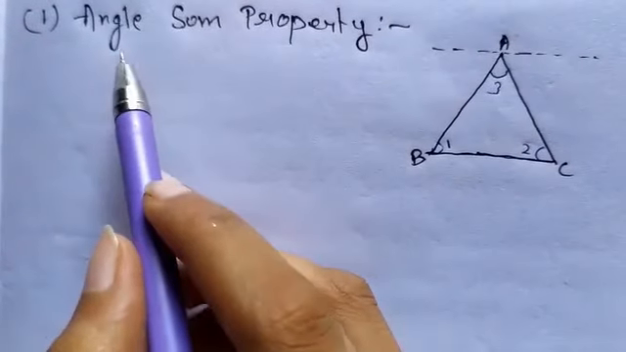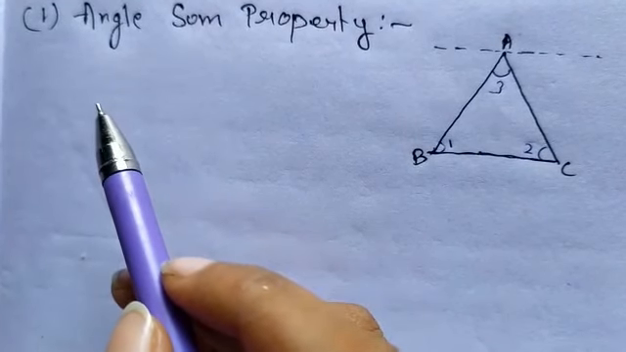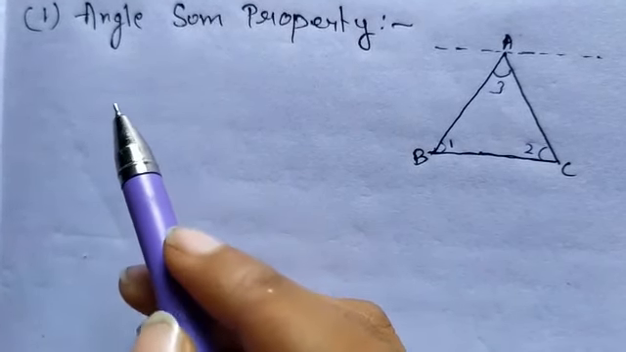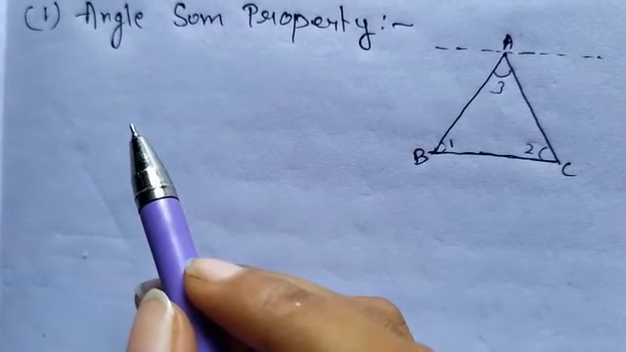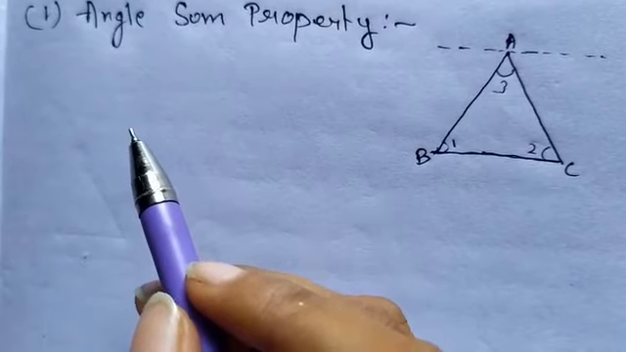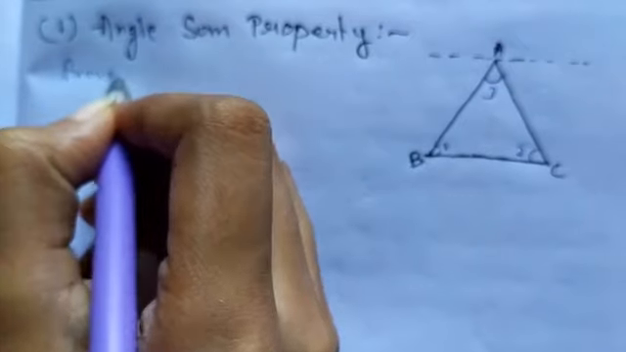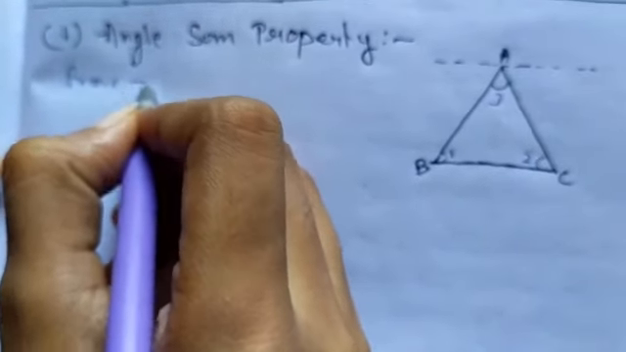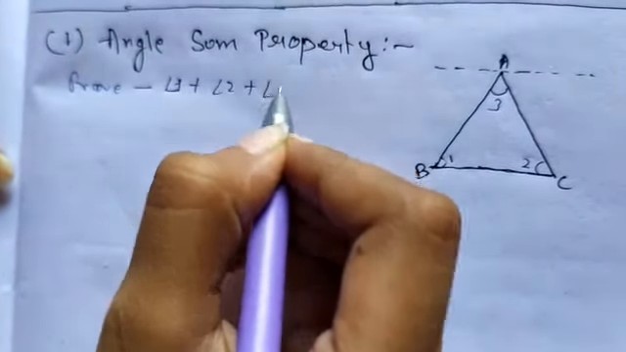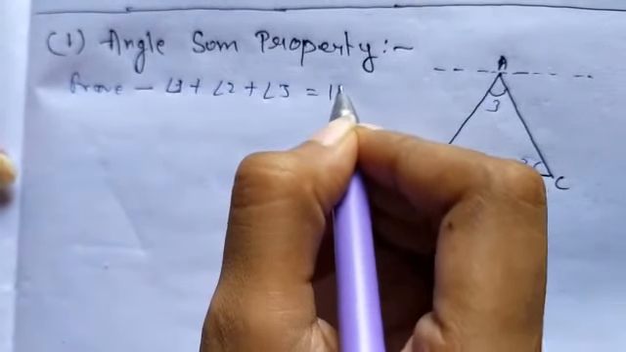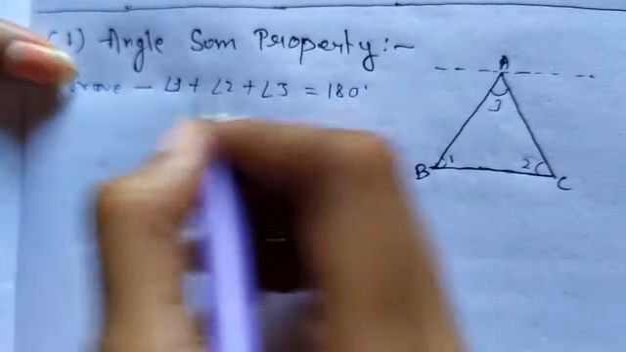Angle sum property. As we have discussed, as per the angle sum property, sum of all the three angles of a triangle is equal to 180 degree, no matter whether it is acute angle triangle, obtuse angle triangle or right angle triangle. Now let's prove that angle 1 plus angle 2 plus angle 3 is equal to 180 degree. To prove, we have to do construction.